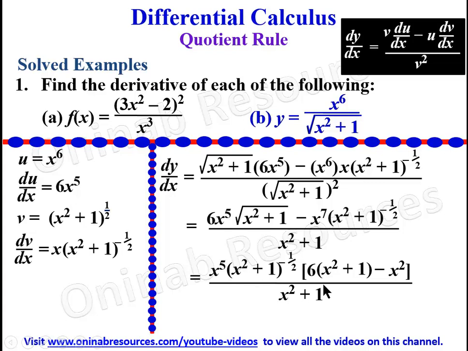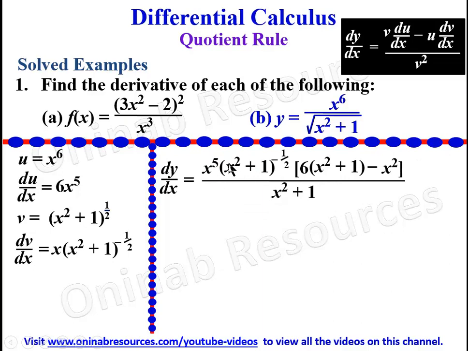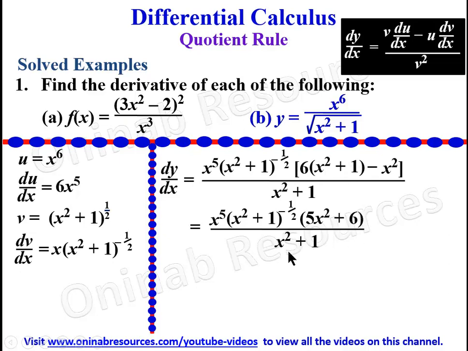We go ahead to simplify this. We still maintain these first two factors. 6x squared plus 6 here. This is x squared will go with this negative x squared. We'll be left with 5x squared plus 6, then over the denominator there.